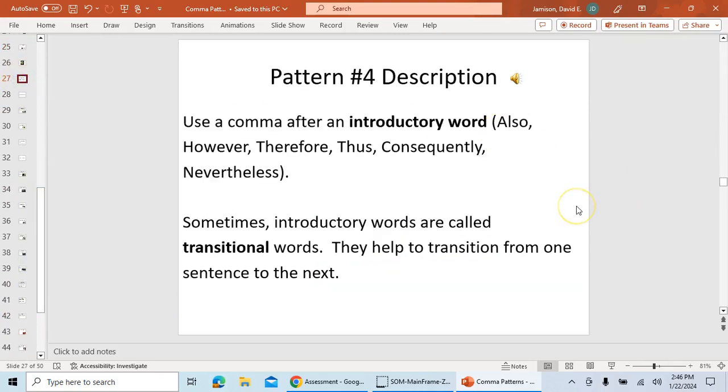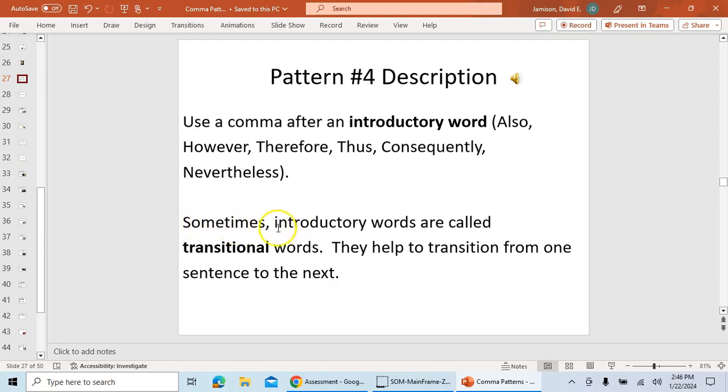All right, next one, pattern 4. Use a comma after an introductory word. Also, however, therefore, thus, consequently, nevertheless, tragically, unfortunately, fortunately. Any word like that that starts off a sentence is continuing the thought from the previous sentence and is something that you could probably take out of that sentence. But because of that, we're going to put a comma after it.